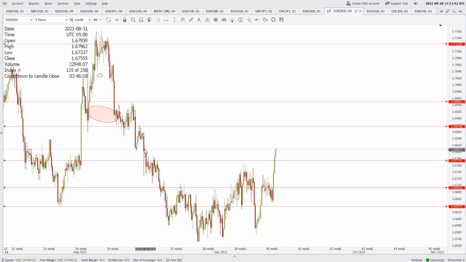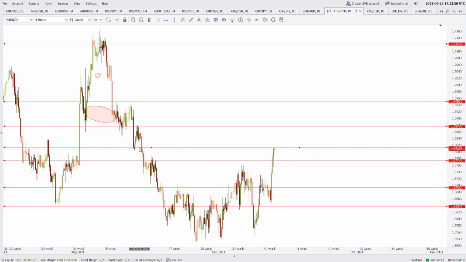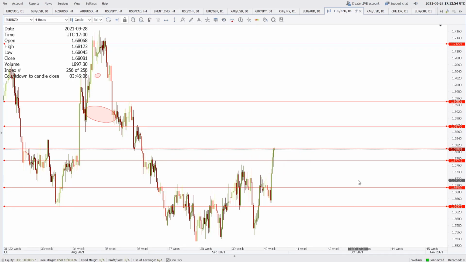Also notice that this level where the price is trading right now has been a good resistance in the past and good support in the past. So you can draw a line here also, saying that this is going to be a resistance or this is going to be a support. Let us see what happens in the future.